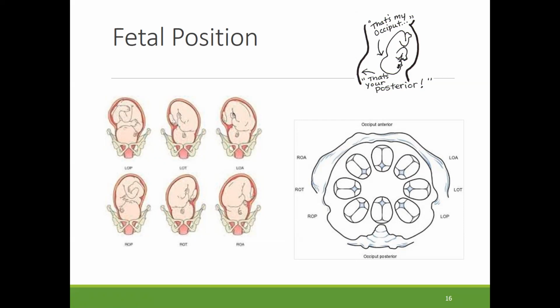Now, R is for right, L is for left side of the maternal pelvis. So this is on mom. So this is mom's right side and mom's left side, not baby's right side, baby's left side. This is mom's pelvis, the right side and the left side. So if I'm looking at mom, it's going to be flipped. So right would be my left, left would be my right.